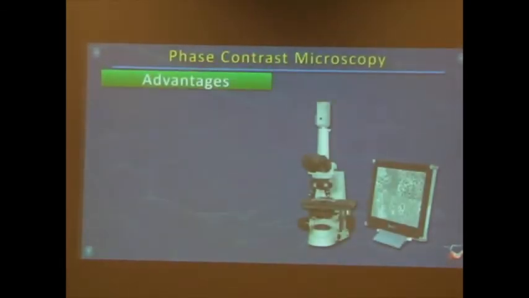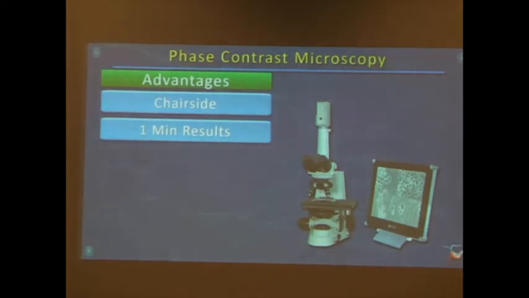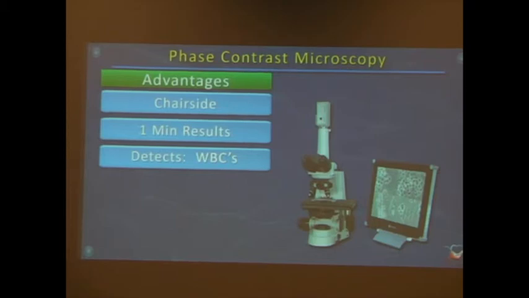Okay, so modern microscopy. Advantages: it is chairside. It only takes a minute to do the test. Granted, it takes more time to talk to the patient about the results of what you find, but the actual test is a minute. It is the only test that can detect the presence of white blood cells in the sample, and those, of course, are the inflammatory cells.